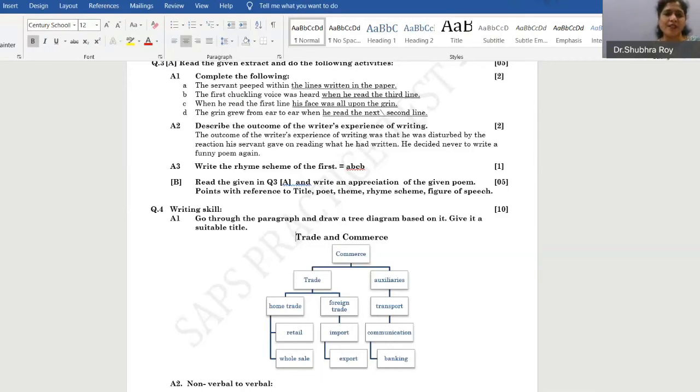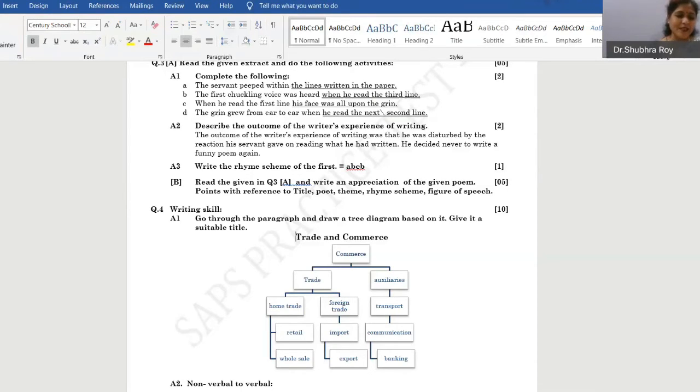Okay. Now, question number 4 is writing skills. The first question is: go through the paragraph and draw a tree diagram based on it and give it a suitable title. Most of you have forgotten to give the title, so that makes you lose that 1 mark unnecessarily. That 1 mark is reserved for the title. And the title you get in the passage itself.